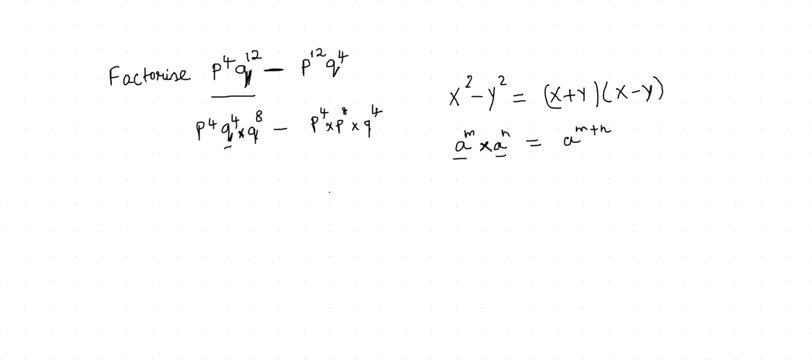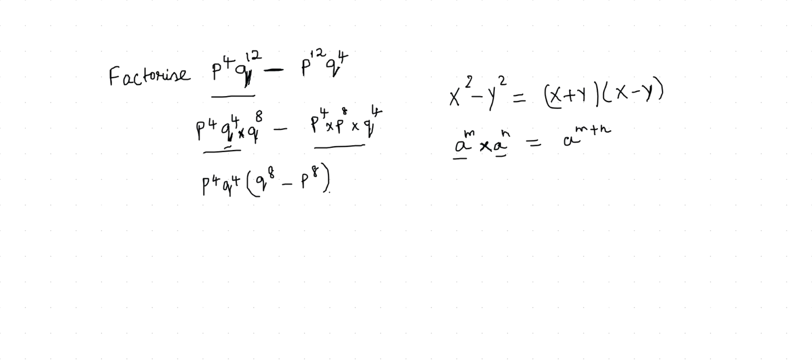Now look at these two terms. What is common between them? You have p to the power 4, q to the power 4 as common. So I'm going to take out the common terms and rewrite this as p to the power 4, q to the power 4 into q to the power 8 minus p to the power 8. All right.